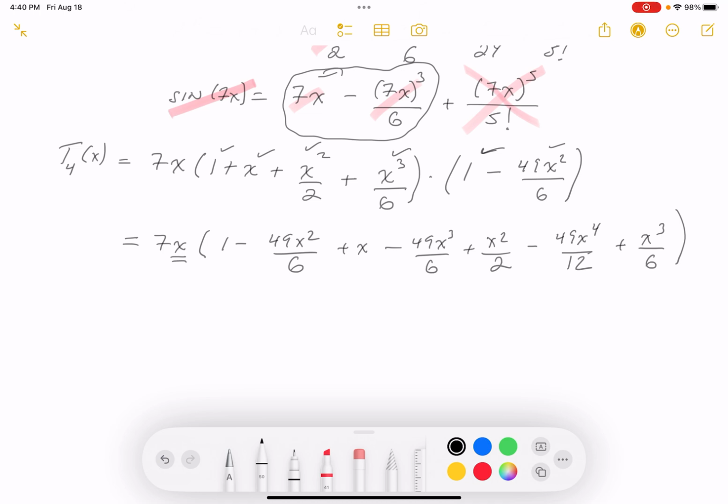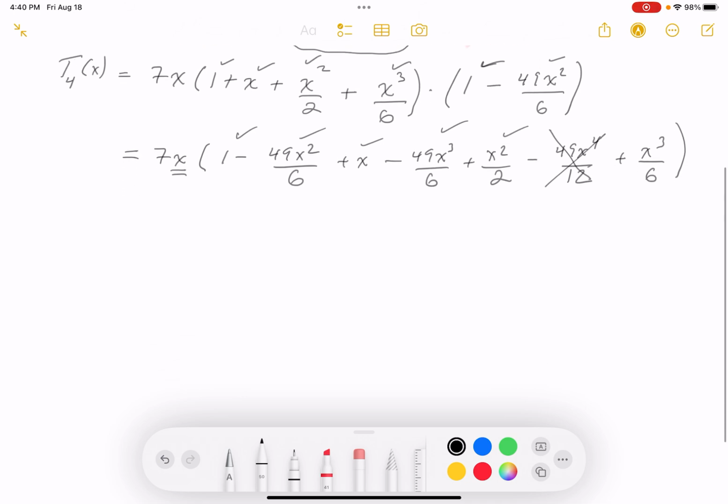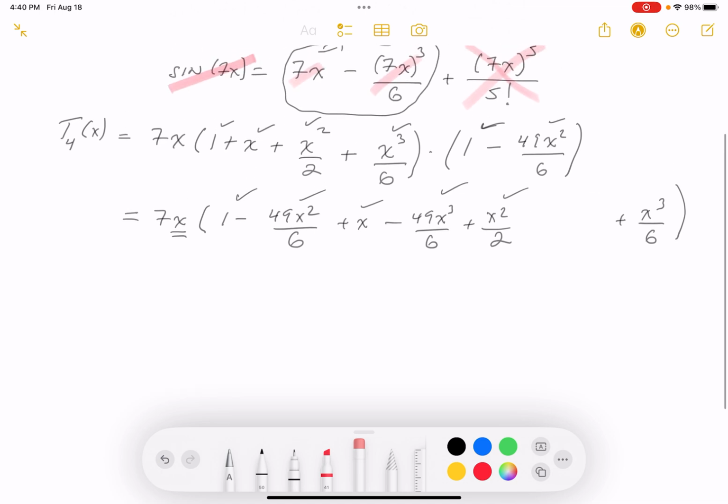So the first term's okay. That would give me a cube, a square. That would give me a 4. That would give me a cube. This one's got to go because it gives me a 5th degree. I'll cross it off. So I'm now ready to simplify that, all right? So what I'm going to do is erase that now. Okay? I'm going to write down this is T4.